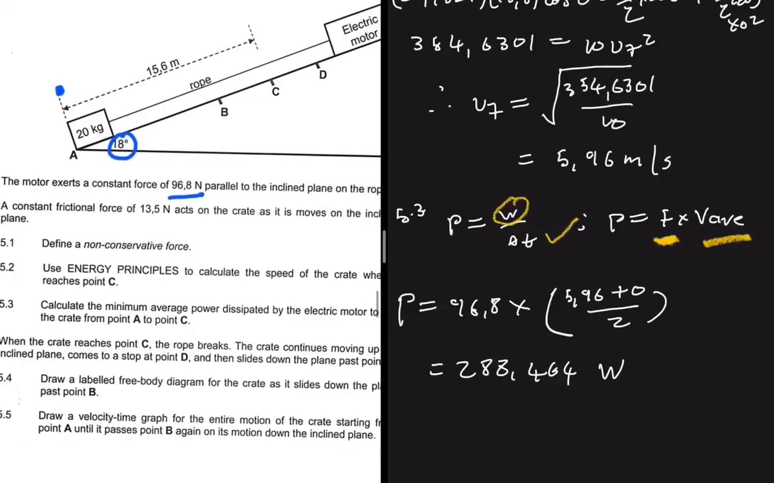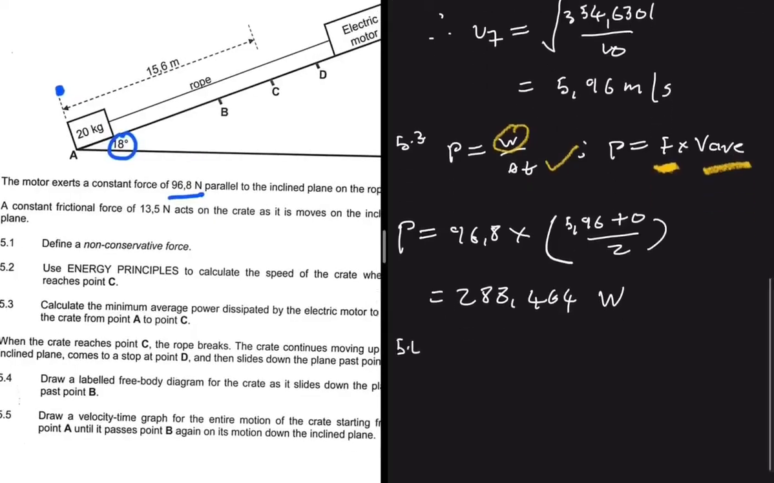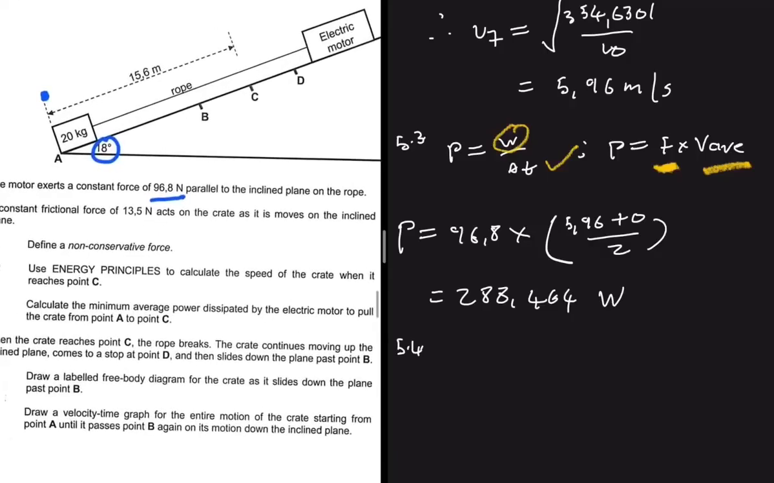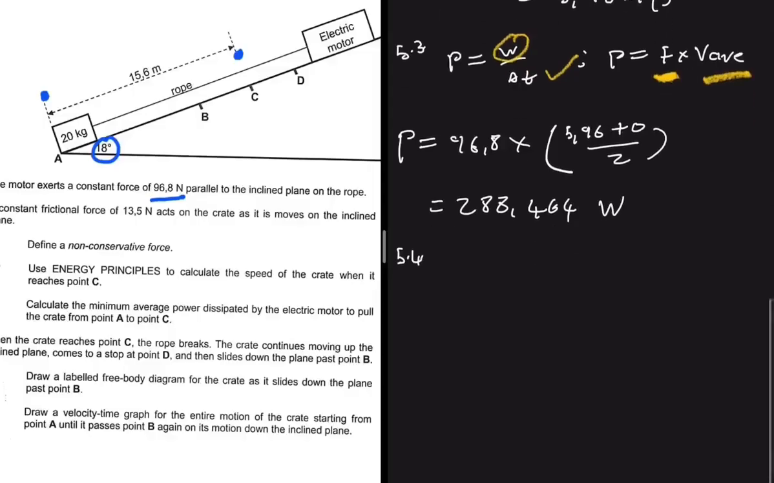Then 5.4 is saying that when the crate reaches point C, the rope breaks. So our rope is breaking at this point, at C. What happens next? The crate continues moving up the inclined plane, as you would expect. It comes to a stop at point D, and then slides down the plane past point B. Draw a labeled free body diagram for the crate as it slides down the plane past point B. So it's sliding down, and we need to draw a free body diagram for that motion.